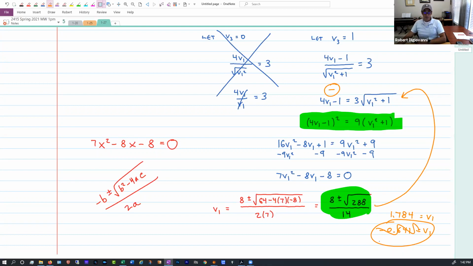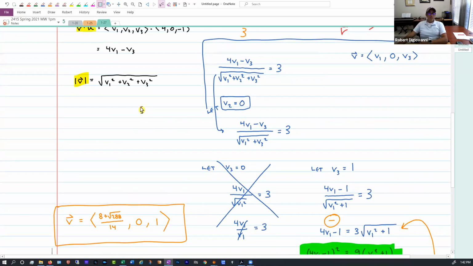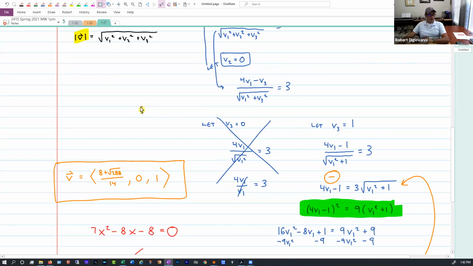So, final answer. We had to find a V where, when you project U onto that V, the length of that projection is 3. So the V that we found, and this is not the only V, but a V, is, I'm going to go with the exact form, (8 plus root 288) over 14, comma, we let V2 be 0, didn't we? And we let V3 be 1. So there it is. If you project U onto that vector, the length of that projection should be 3.